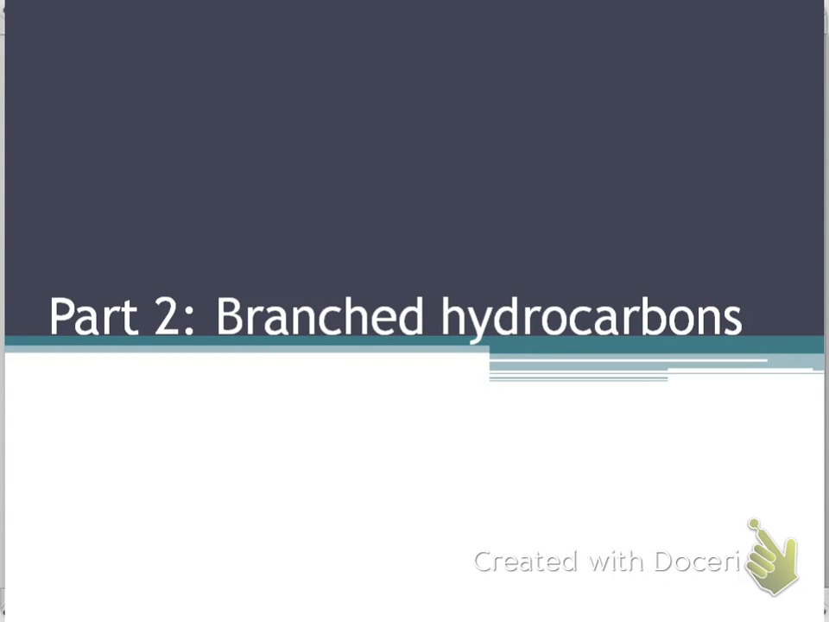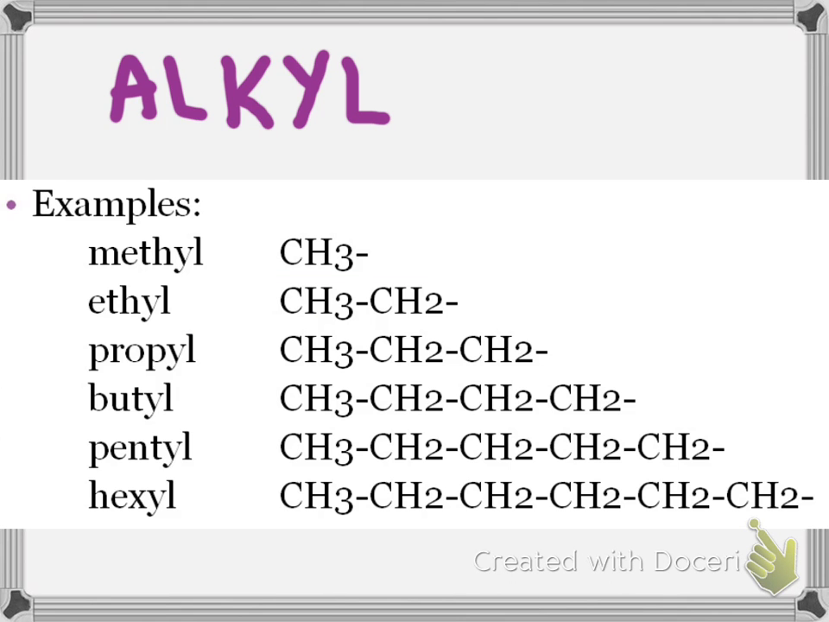We will continue with branched hydrocarbons. An alkyl group is a substituent attached to a main chain. Its name is derived from the alkane with the same amount of carbon atoms but changing the suffix -ane to the suffix -yl. For example, meth with one carbon atom and the suffix -yl, methyl. Ethyl, two carbon atoms. Propyl, three carbon atoms, and so on.